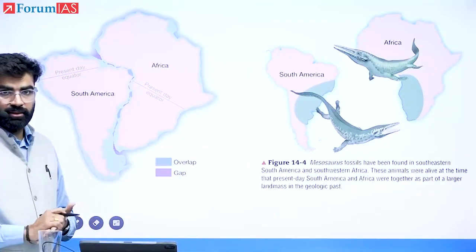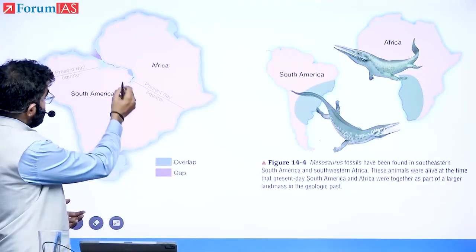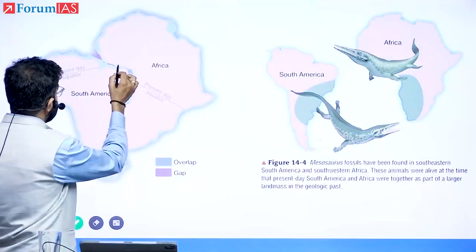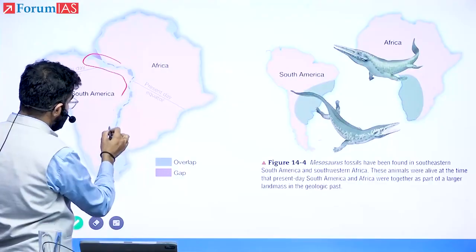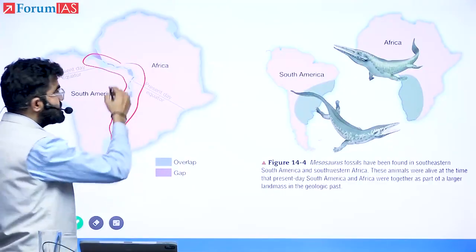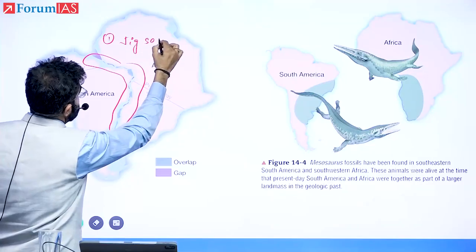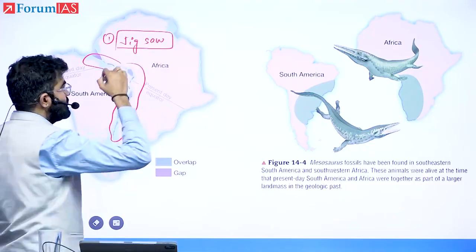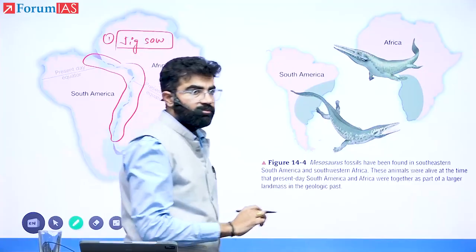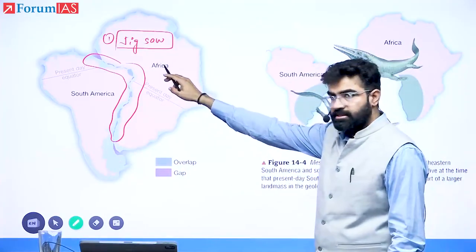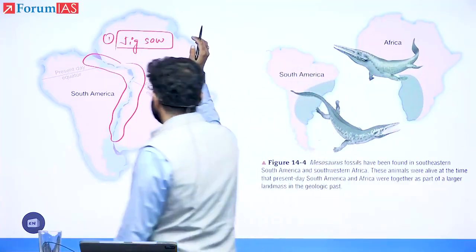Number one, the very famous evidence: South America can be exactly fitted with Africa. This evidence is known as the jigsaw fit. It means it seems the two were always together, before this drifting away. This is one evidence.